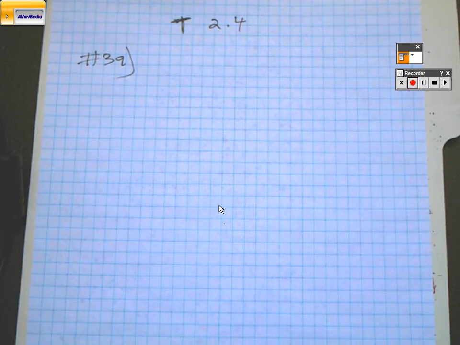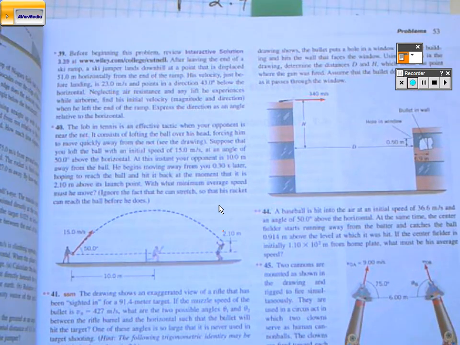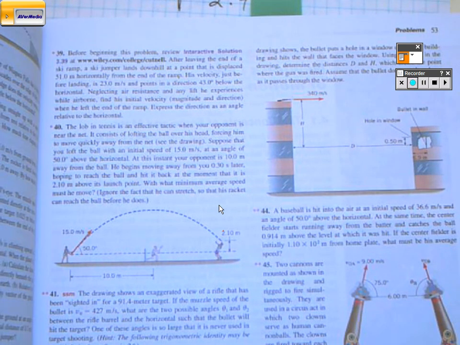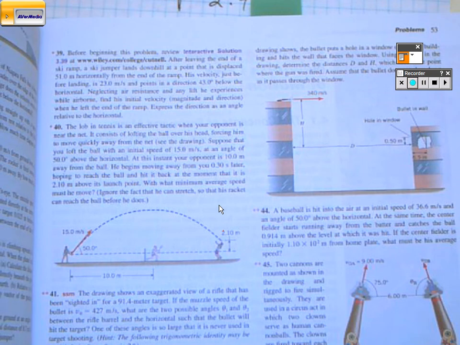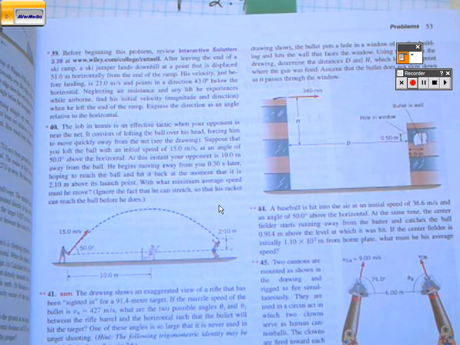Let's take a quick look at some hints about problems like this. It's T 2.4, number 39, and you will find this on page 53 of your textbook. Number 39 says there's a resource: if you go to www.wiley.com/college/Cutnell, you will find help at solving the problem. So there's one good way to get some assistance.